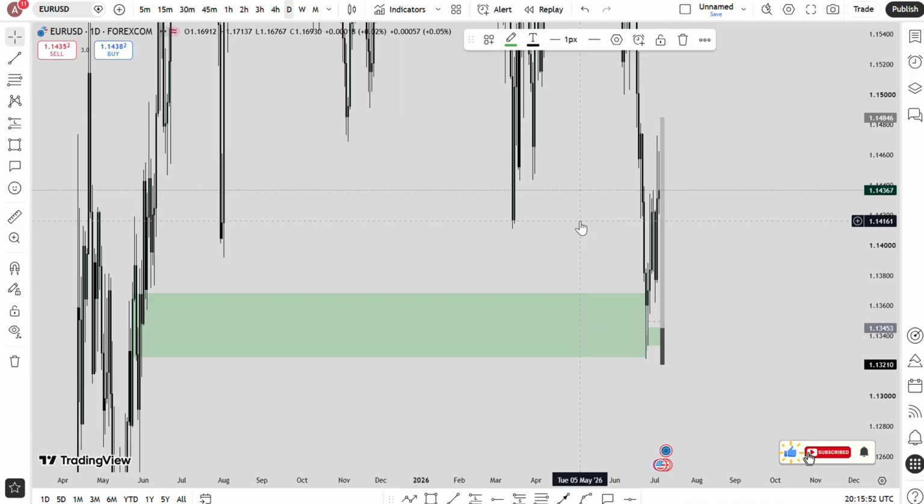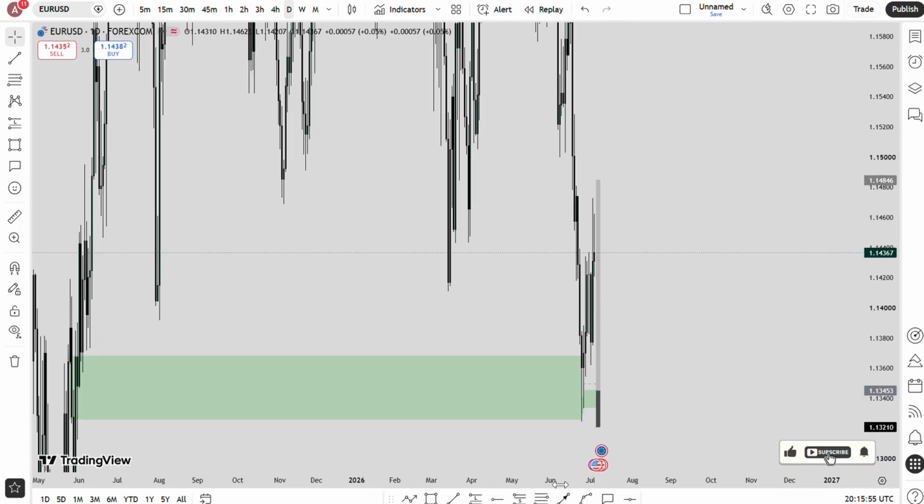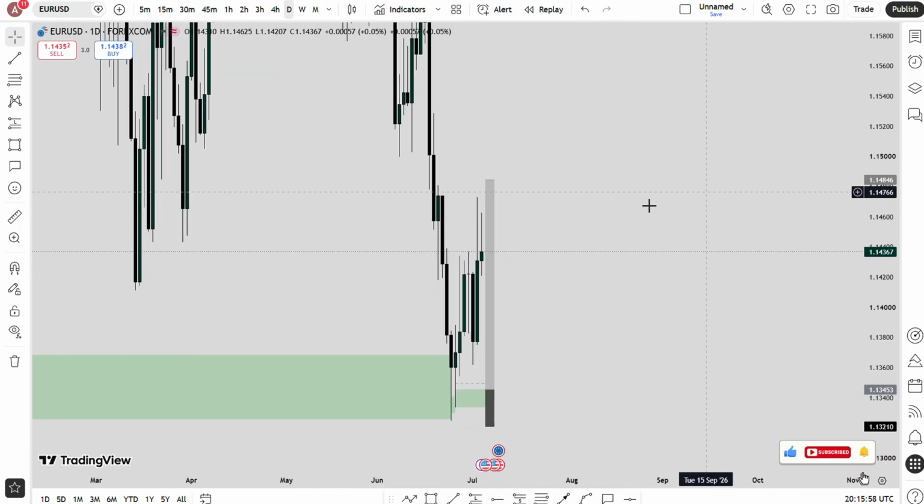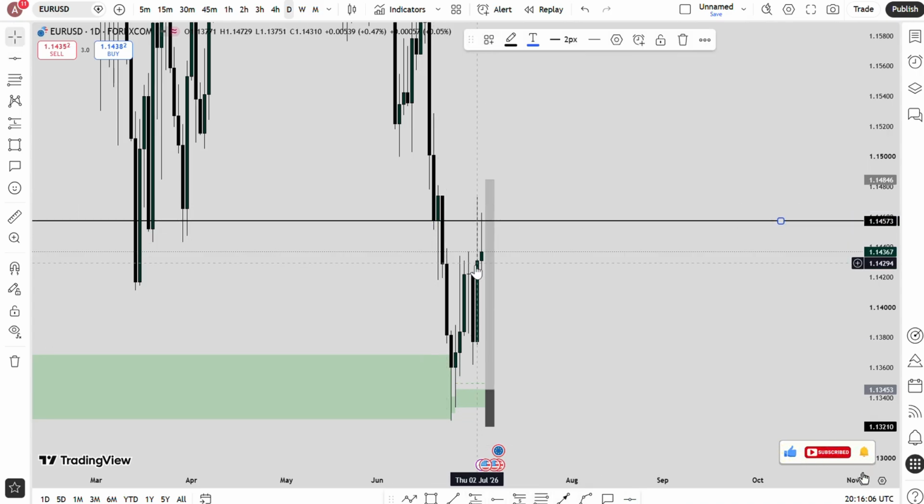So this one has already been used. Now the next level I expect a rejection from, and price can move down. Look at this other block here. Price has already tested it, and price was trying to sell. So there's a confirmation that we're going to sell this one.